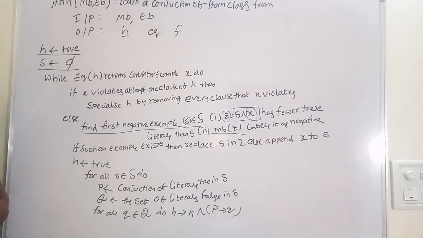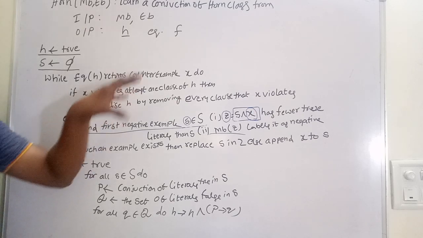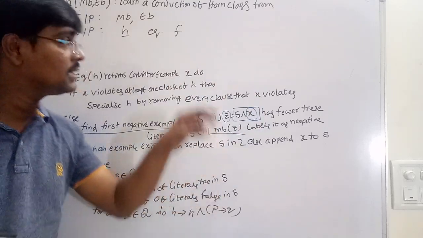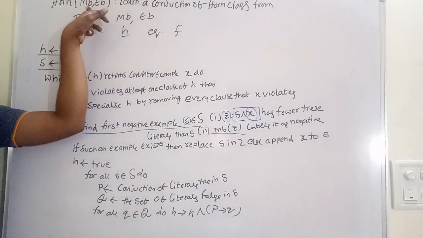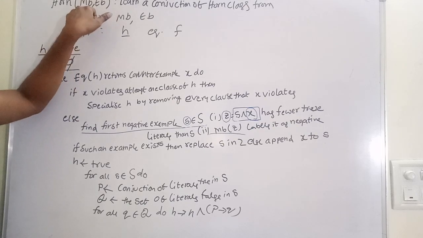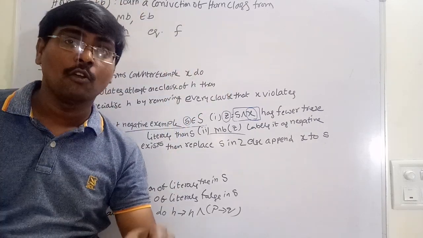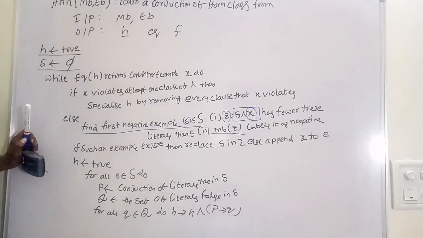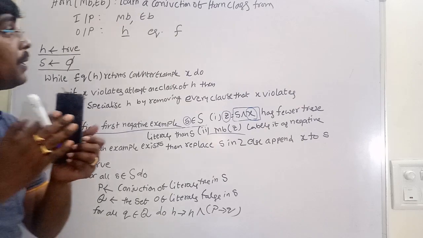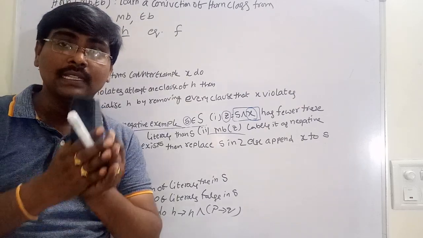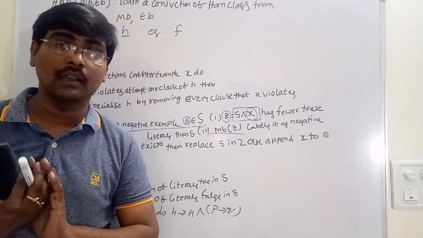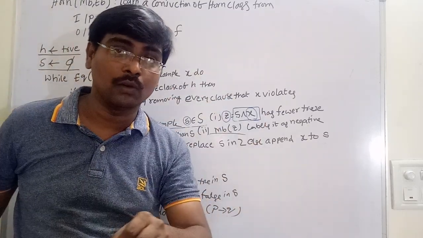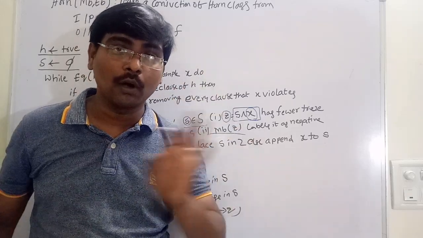That is what the membership oracle does. We have to access the membership oracle MB, which tells us whether a particular example is a member of the concept we are learning or not. That means I am excluding one of the negatives.